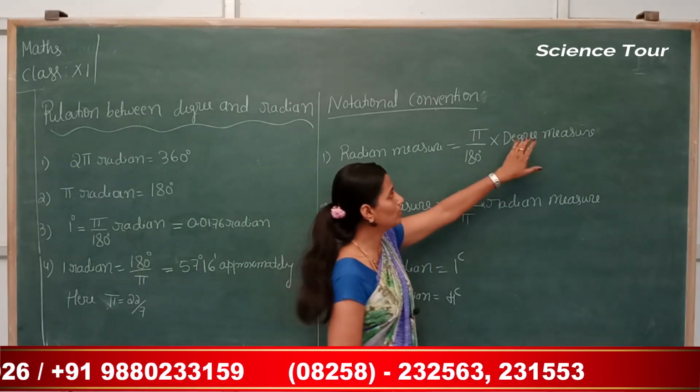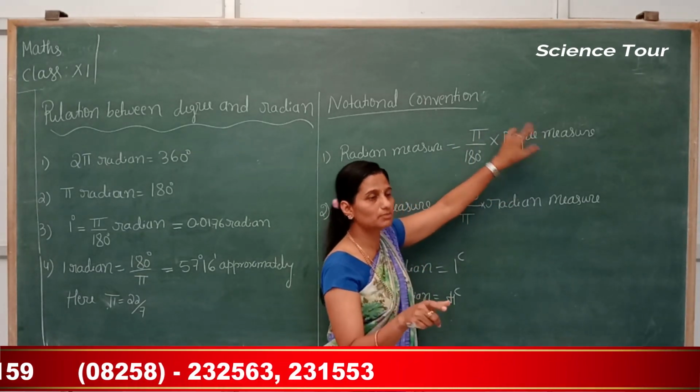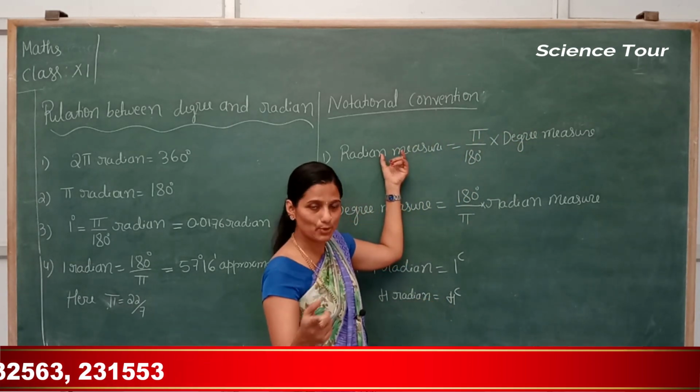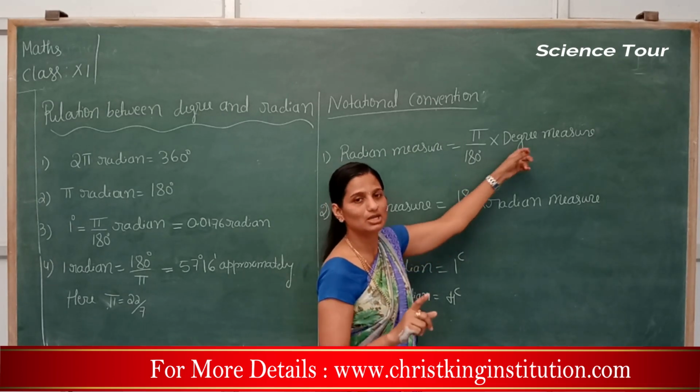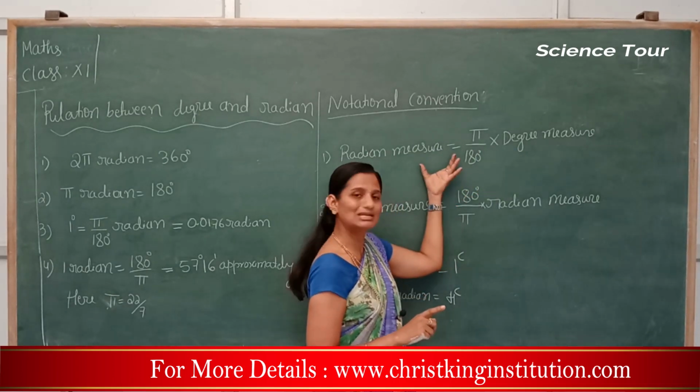So how to convert degree measurement to radian measurement? What is the formula? Radian measurement is equal to pi divided by 180 into degree measurement. So learn this one by heart.